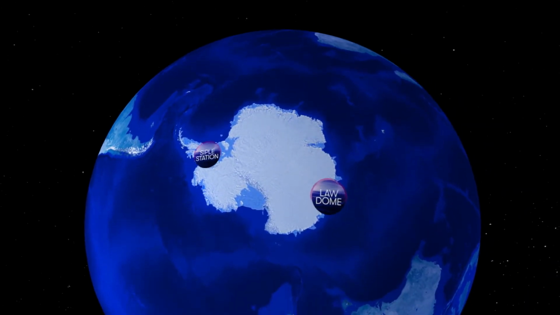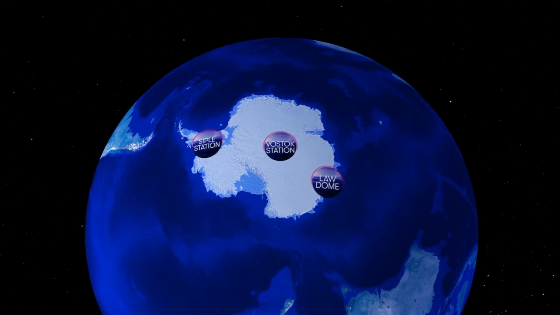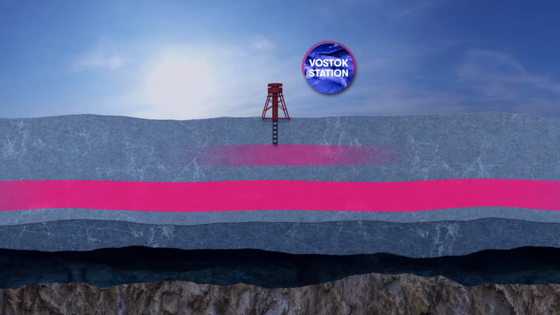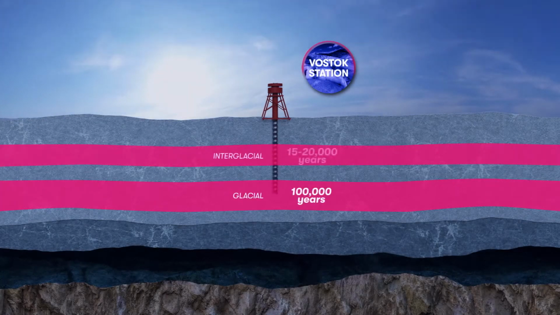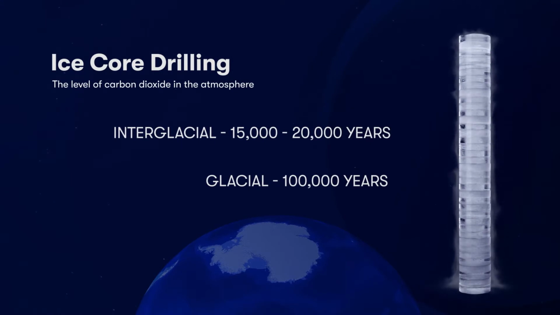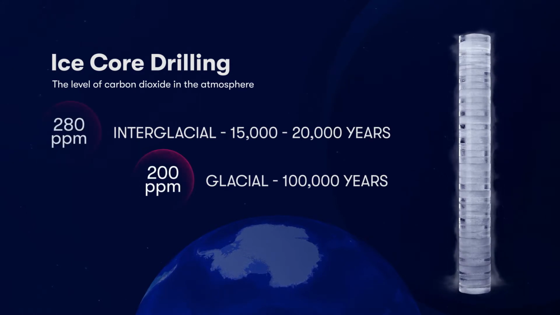Ice core drillings on Antarctica can trace data 600,000 years back in time and show that the ice ages last for approximately 100,000 years, whereas the interglacial periods last for about 15 to 20,000 years. Additionally, the ice core shows the atmosphere's natural CO2 level during the Ice Age period, which is estimated to be around 200 ppm in contrast to 280 ppm during the interglacial periods.